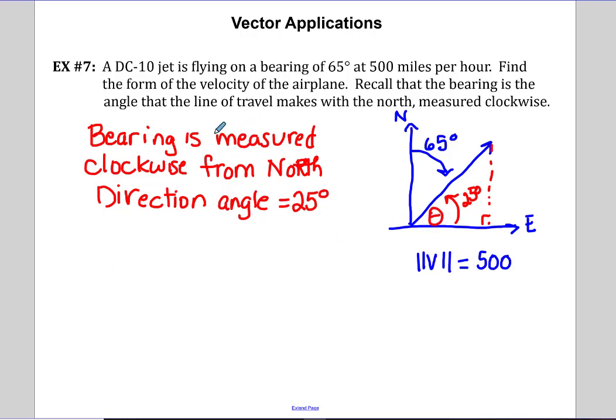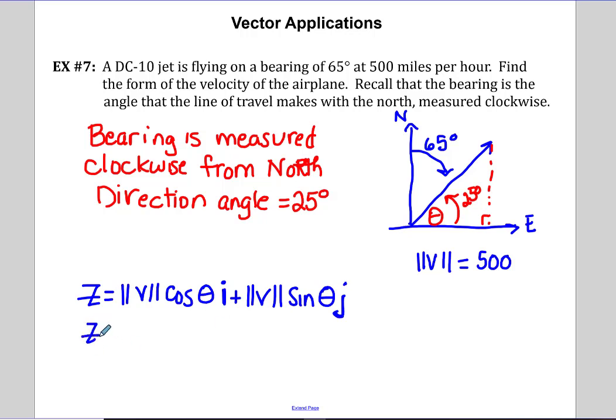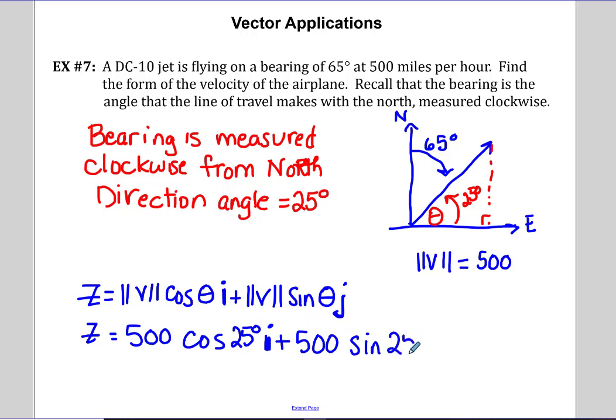And we need to find the form of the velocity of the airplane. So in vector form, we've got the magnitude times the cosine of the angle in the i direction, plus the magnitude times the sine of the direction angle in the j direction. So putting all of that together, we have 500 for the magnitude, cosine 25 degrees in the i direction, and 500 sine of 25 degrees in the j direction.